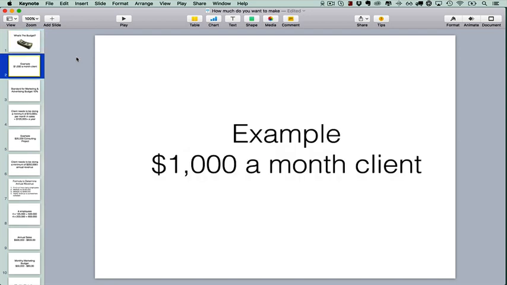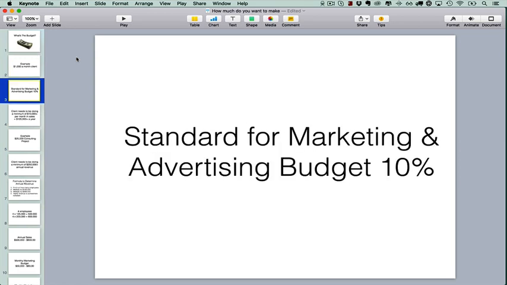So, for example, let's say that we want to get a $1,000 a month client. Let's say we have an SEO service and we charge $997 a month for our SEO services. So we need to find a vertical that can afford $1,000 a month. We're going to use a couple of standard numbers in the marketing and advertising industry to figure that out. The first thing is, a standard for a marketing and advertising budget is 10% of sales.